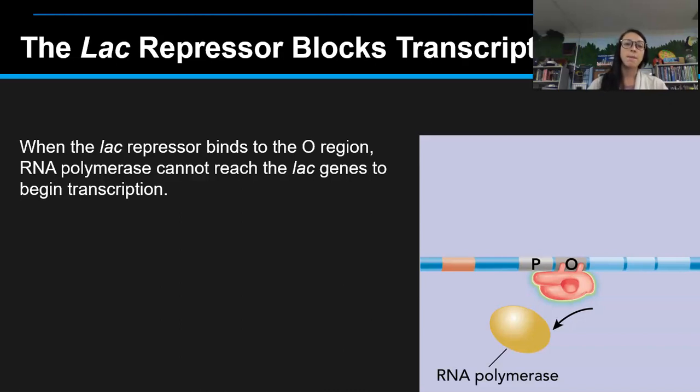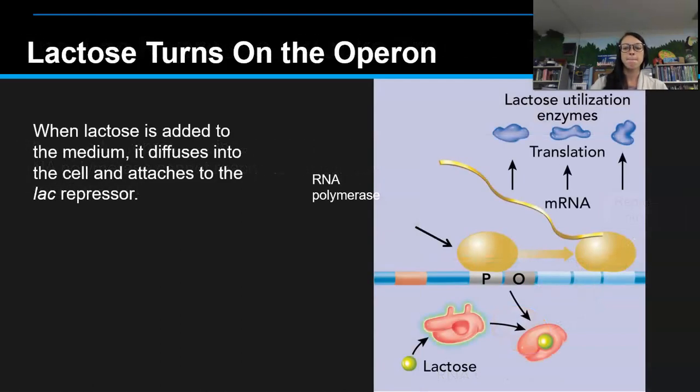If the lac genes cannot be transcribed, then it cannot make the enzyme, which is a protein that breaks down lactose in the E. coli bacteria. So here's where our repressor protein is, and we'll talk more about that repressor protein, so keep your eye on it. When lactose is added to the medium, it diffuses into the cell and attaches to the lac repressor. So that's happening down here. Here is a lactose molecule. It can bond to here.